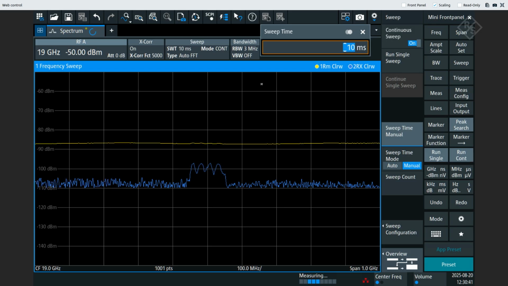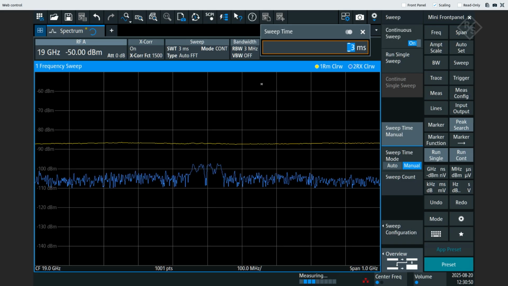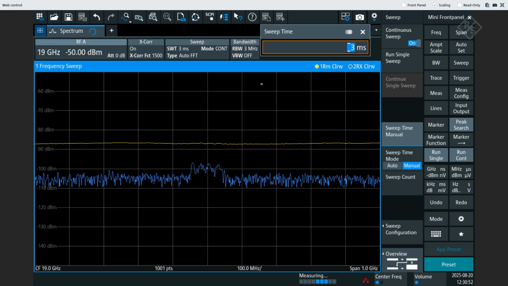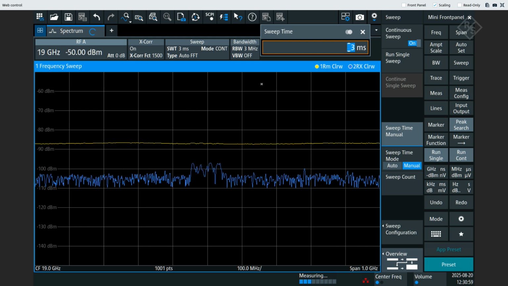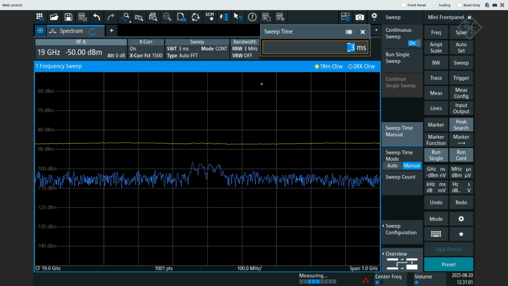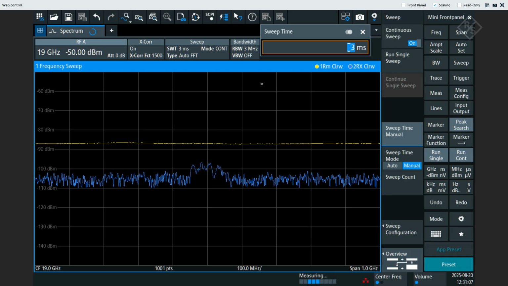And when I reduce that, you can see the noise of the cross-correlation trace going up. At the same time, the measurement speed is significantly increasing. So you can choose how much down you want to go in noise floor and in noise contribution from the instrument, at which price.